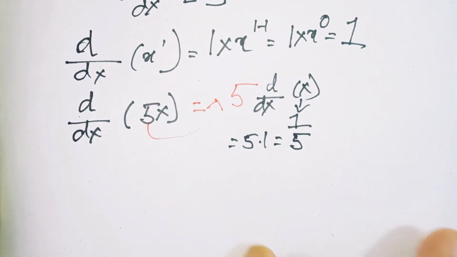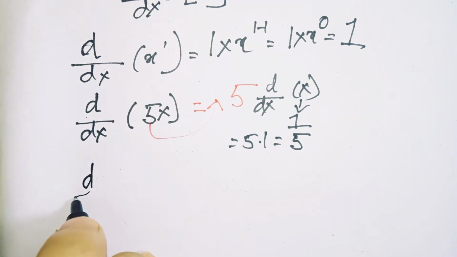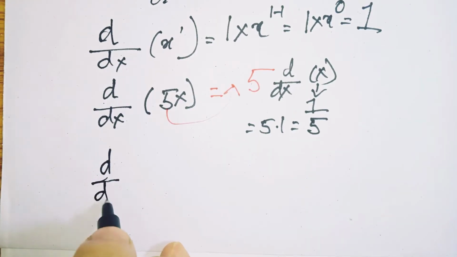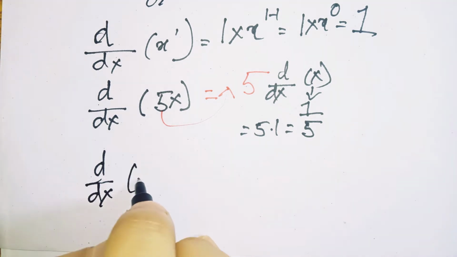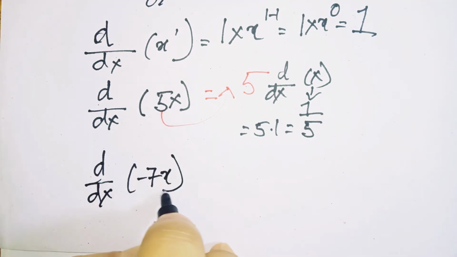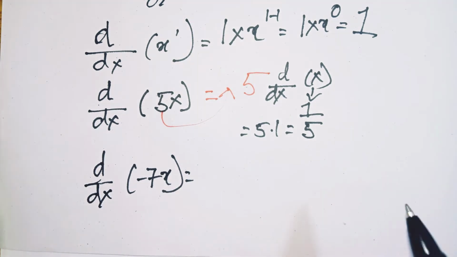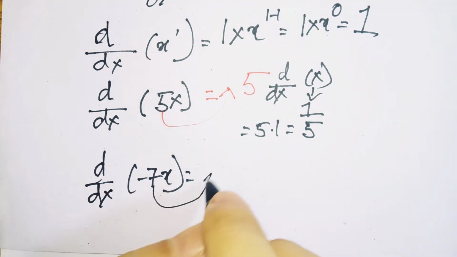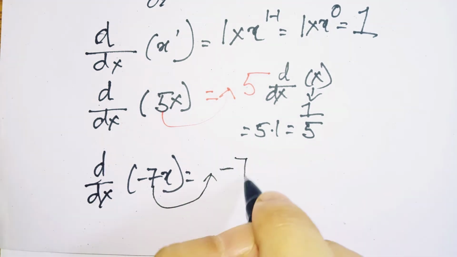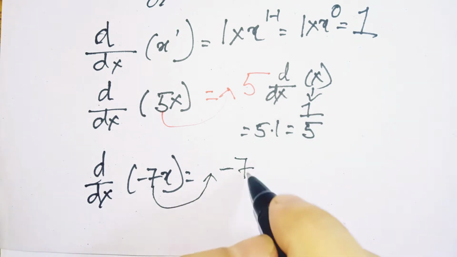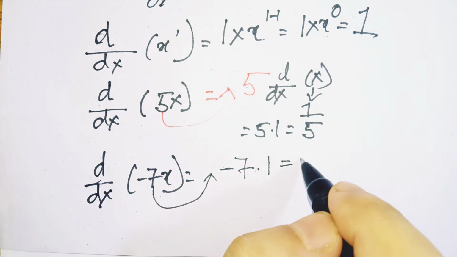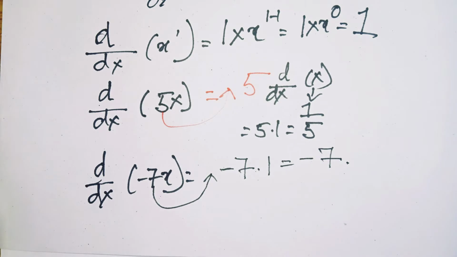Let me show you another example. What if I want to find the d by dx of minus 7x? What we do is that the minus 7 comes right in the front, and then the derivative of x, the same one, is 1, and it becomes minus 7. So these are quite good examples which we can use further.